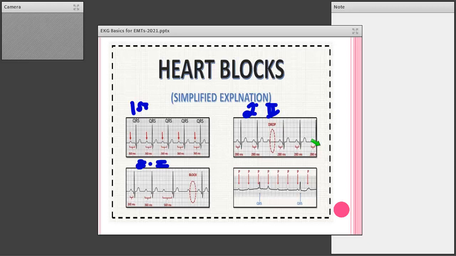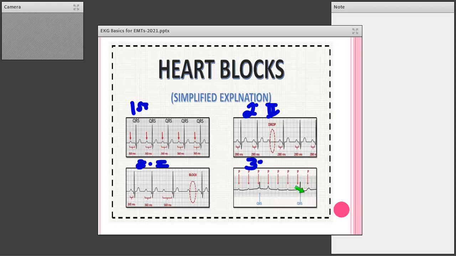This one finally is our third degree, and you can see that there's a lot of P waves. There's a P wave in here. It's hard to see it because there's also a QRS complex, and a P wave and a P wave and a P wave. And then you have a QRS complex and a QRS complex, but they don't seem to be driven by the P waves.